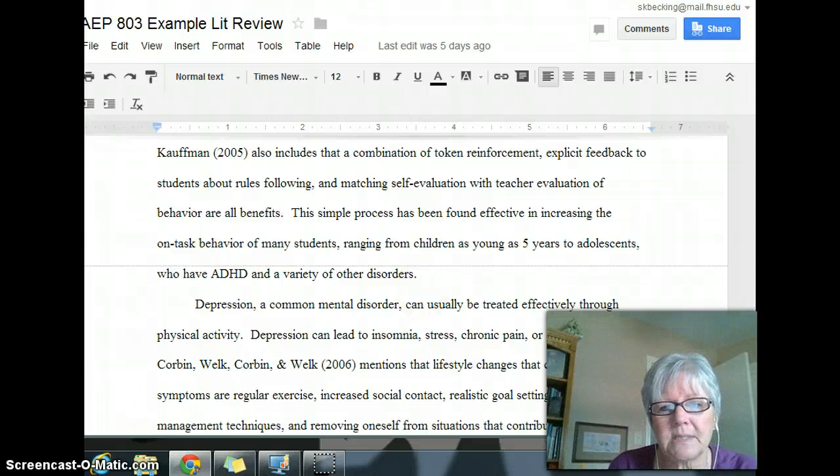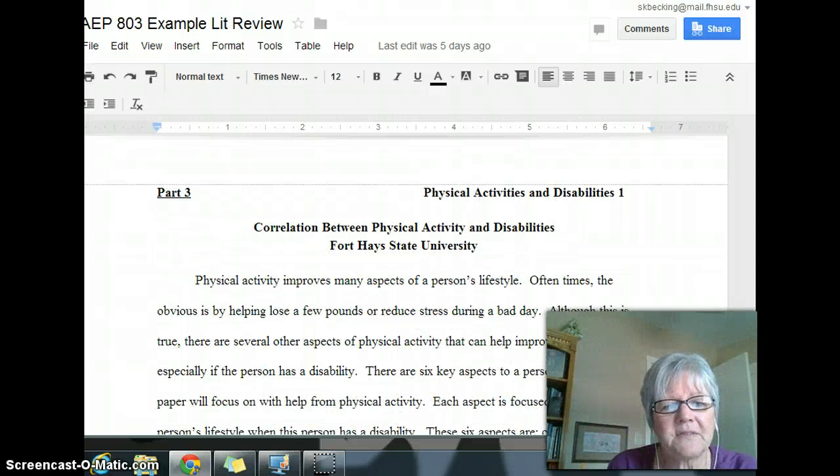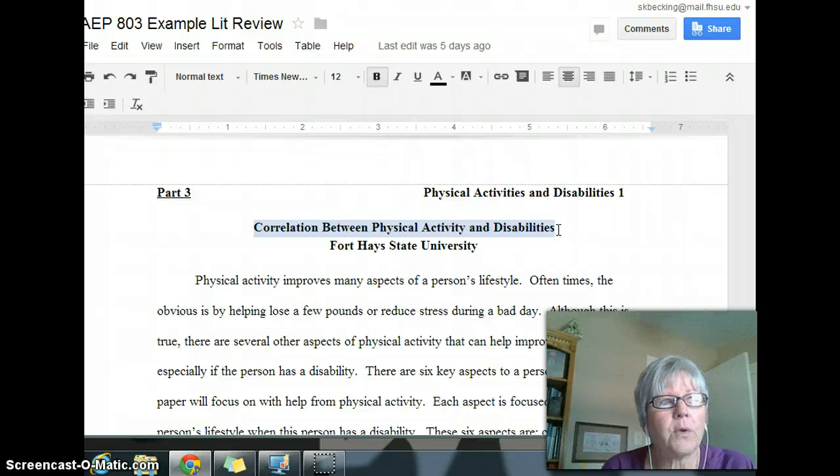One thing I mentioned was the heading. You have different levels of headings. This is a level 1 heading when you have it centered and bolded, and really your lit review heading is the only level 1 heading that you're going to have in this paper. Now, if you would write out your proposal, which you're not going to do, you're going to do it in a presentation mode.